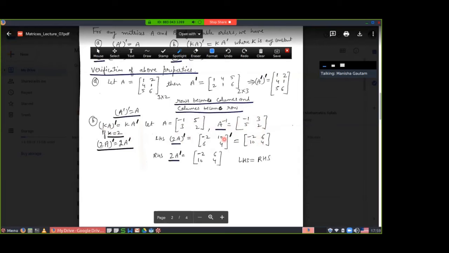Here I have written 10, replace it by 6. By mistake it is written here as 10. Write it here 6. Okay? Because after multiplication by 2, minus 2, 5 multiplied by 2 is 10, 6, and this is 4.